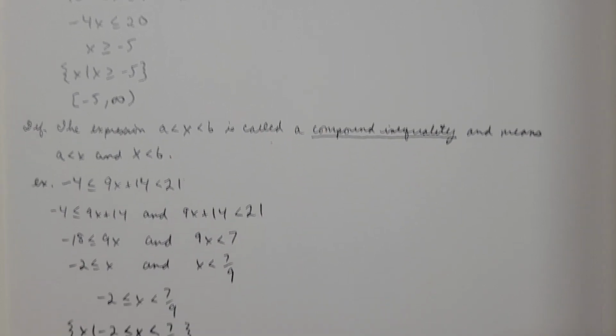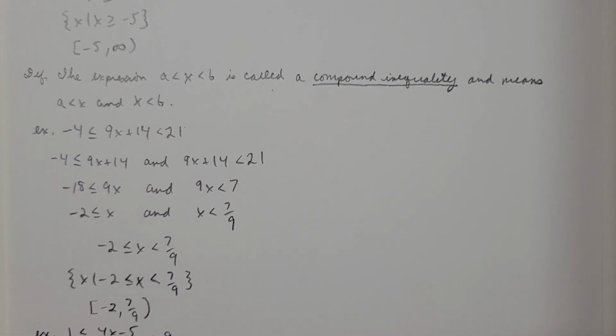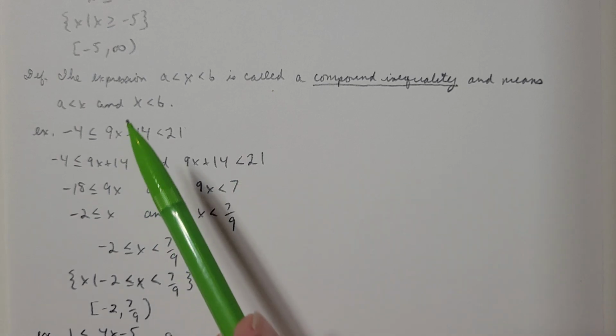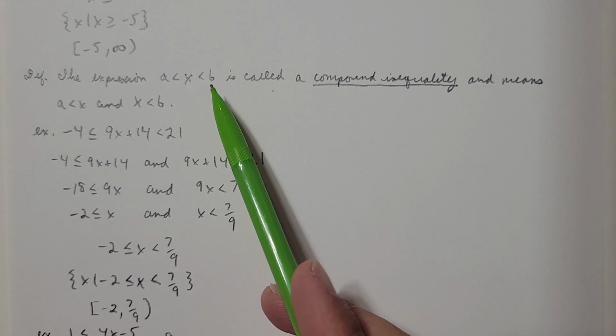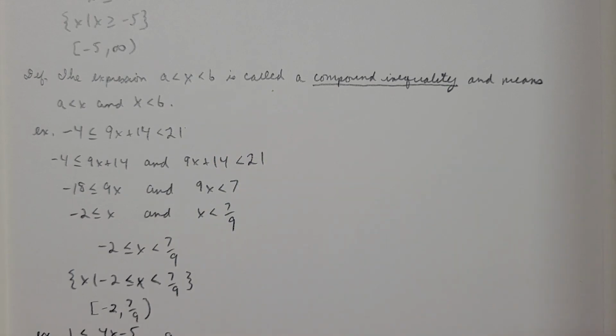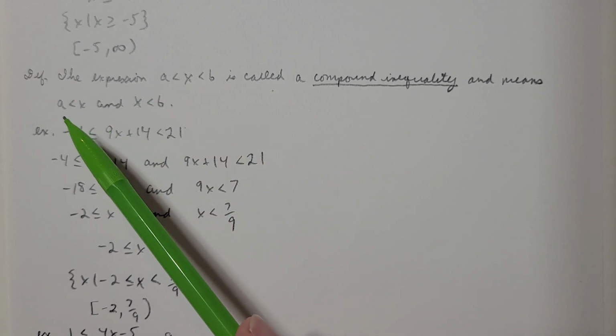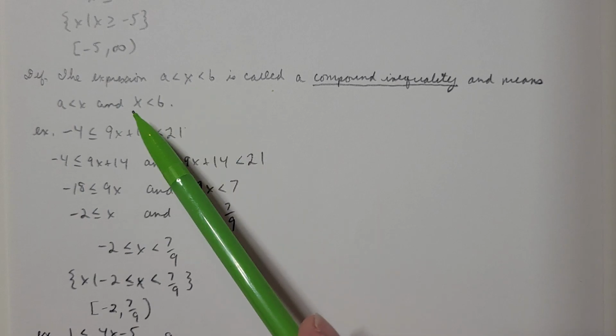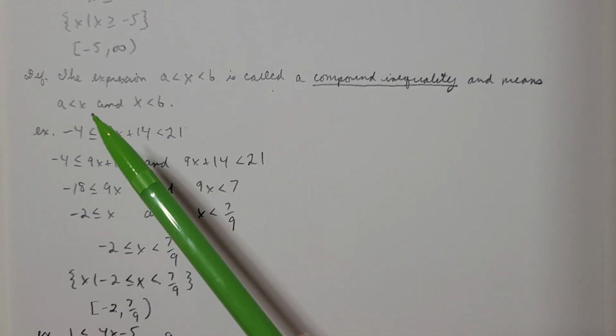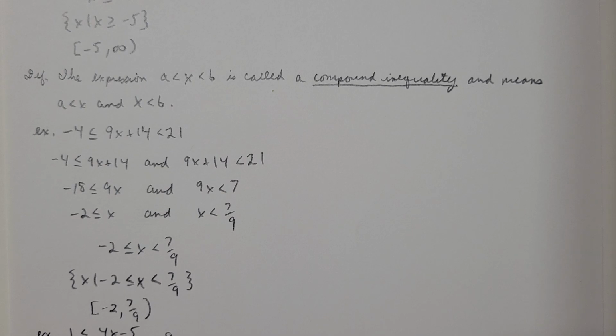The next thing is a definition. It says the expression a less than x less than b is called the compound inequality, or sometimes we call it a three-part inequality because there's a left part, a middle part, and a right part. Okay. And a compound inequality means that if I split it, I have two inequalities. A is less than x, and x is less than b. And is a key word there, okay? For something that we're going to do a little later in this chapter, that's going to be key, okay?